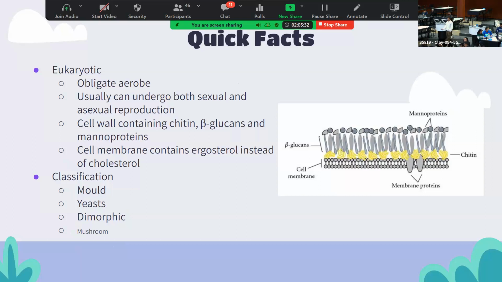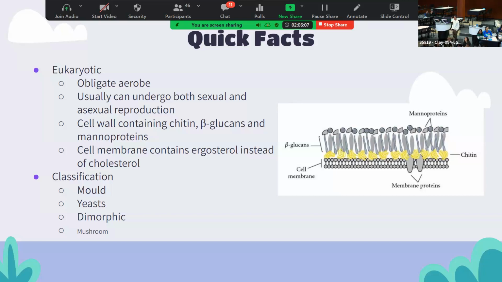All right, fungi. They're eukaryotic and they're obligate aerobes, so they need oxygen. In terms of structure, they have chitin, beta-glucans, and mannose in their cell wall. You can see on the right, slightly different from all the others. And the cell membrane contains ergosterol instead of cholesterol. Same function, it's just different, quirky like that. And they can undergo both sexual and asexual reproduction.